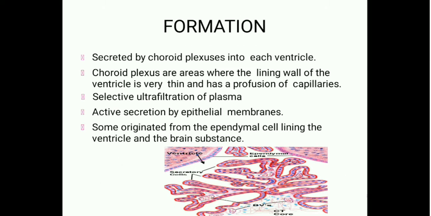Now let's talk about the formation of CSF. CSF is secreted by the choroid plexus into each ventricle. Choroid plexuses are areas where the lining wall of the ventricles is very thin and has a profusion of capillaries. CSF is a selective ultrafiltration of plasma. There is active secretion by the epithelial membrane, whereas some originates from the ependymal cells lining the ventricles and the brain substance.